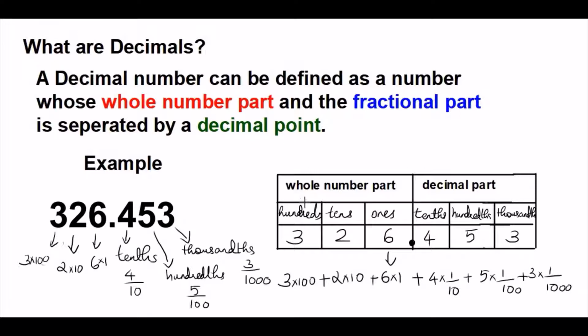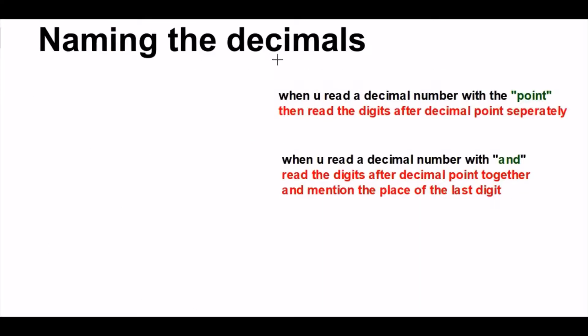Now let's learn more about decimals. Naming the decimals. So when you are given a decimal number, how will you read it? If you want to read the decimal number with a point, then read the digits after the decimal point separately. For example, if you are given a decimal number like this, so how will you read this decimal number? If you want to read the decimal number with the point, then the digits after that point will be read separately. That is, this number will be read 26.35. We will read the digits after the decimal point separately.